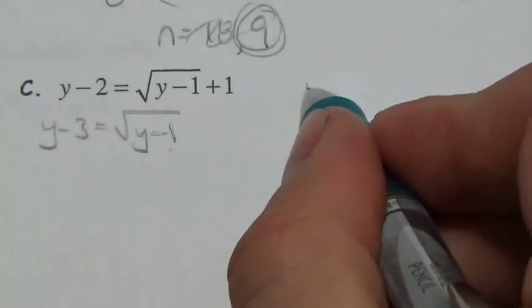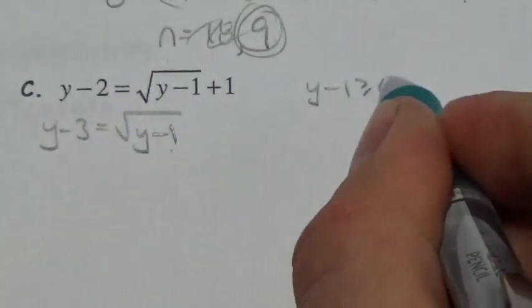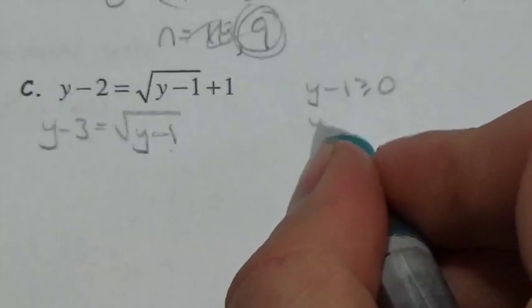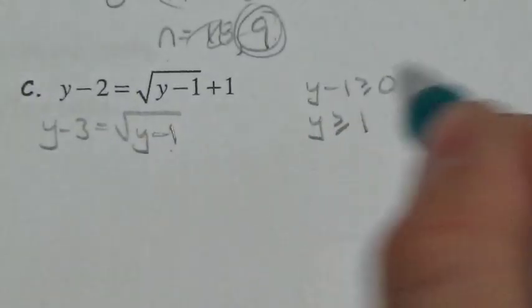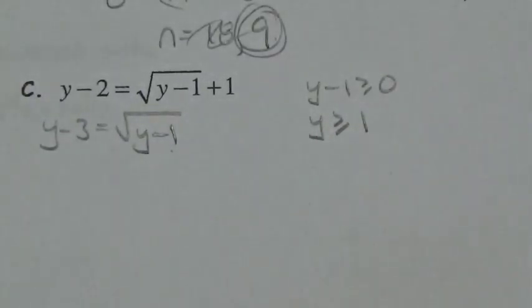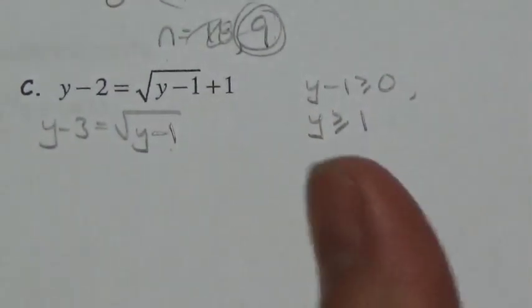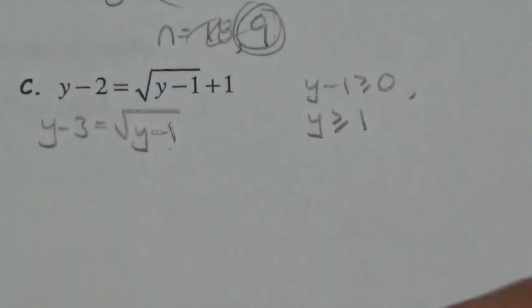So first of all, I know that y minus 1 must be greater than or equal to 0. Whatever's inside the radical must be positive. And so I know when I bring that 1 over that my y value has to be greater than or equal to 1.